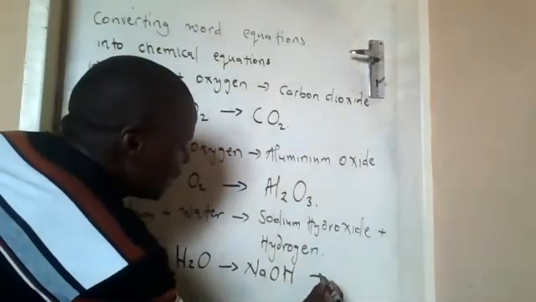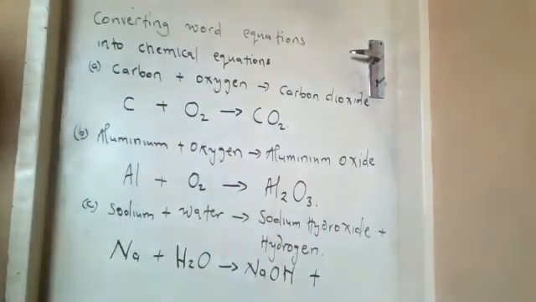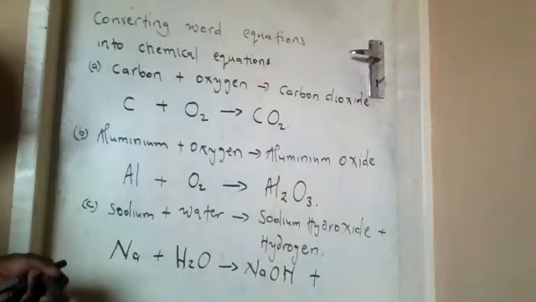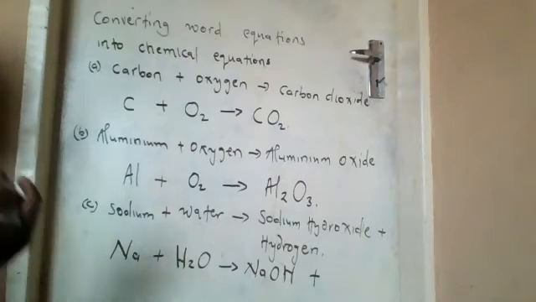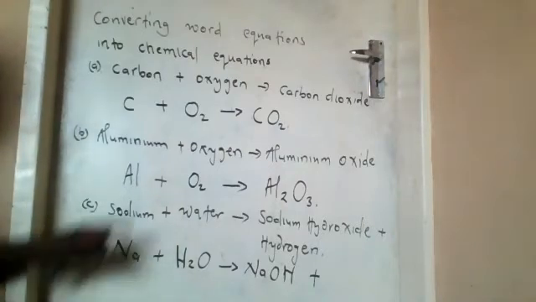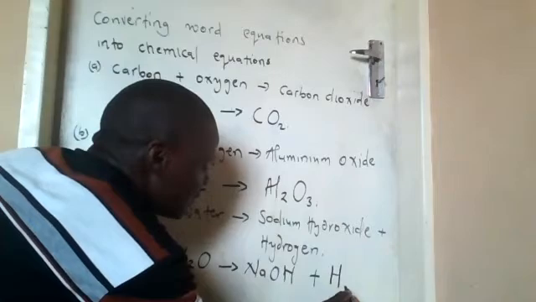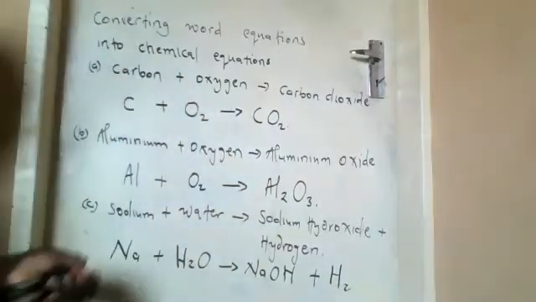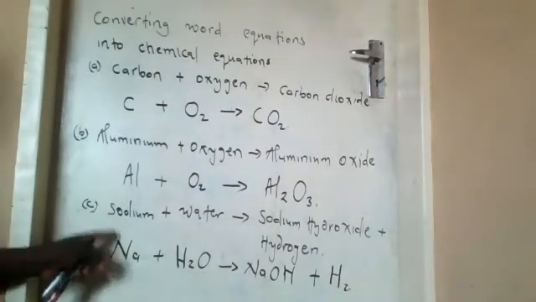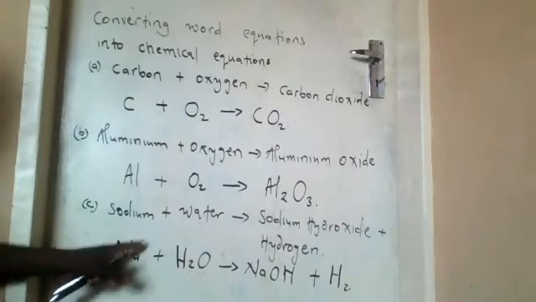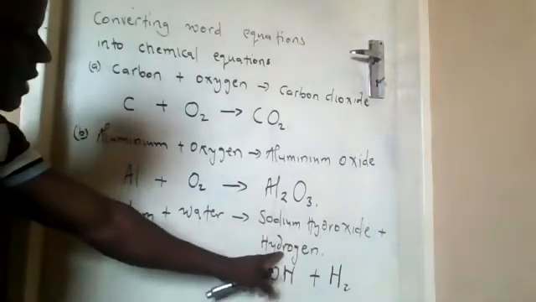Then what are we having? Also hydrogen gas. Hydrogen, nitrogen, oxygen, fluorine, bromine, iodine, those are diatomic elements. That means when you're writing them, you have to put a 2 as a subscript. But hydrogen, the symbol is H, but it being a diatomic element, you're going to put a subscript 2. So that's how we can convert sodium plus water to form sodium hydroxide plus hydrogen.